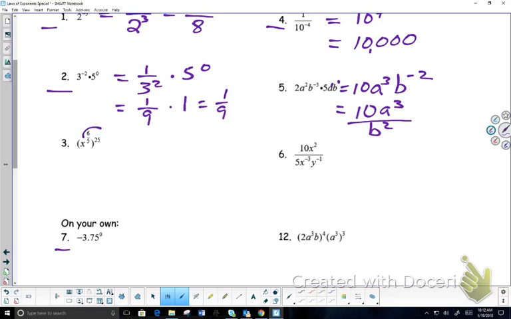Here I'm going to multiply 6/5 times 25. Let's see. So 6/5 times 25. 5 will go into 25 5 times, which will give me 6 times 5, which is 30. So I end up with x to the 30th power.